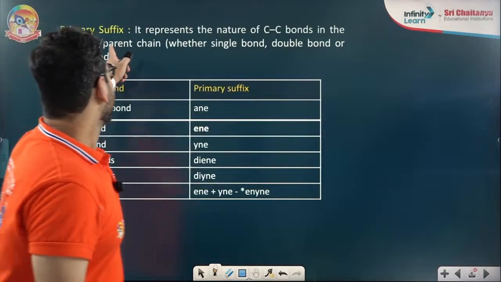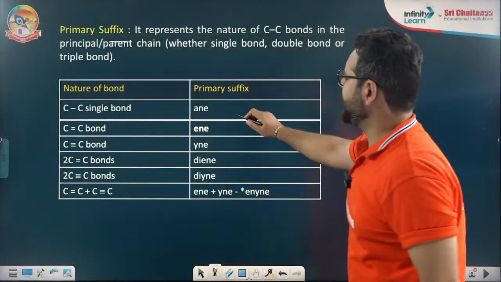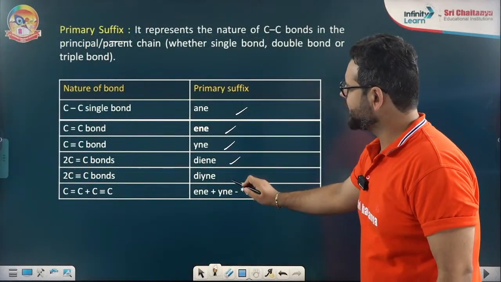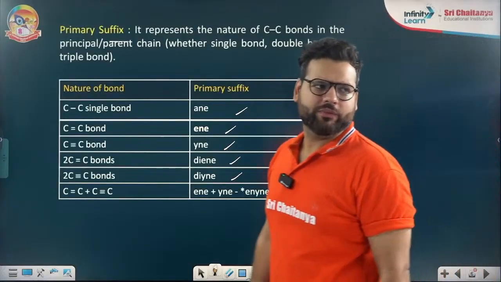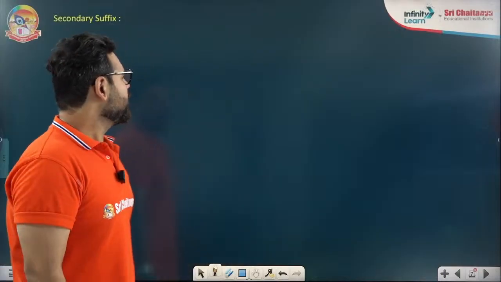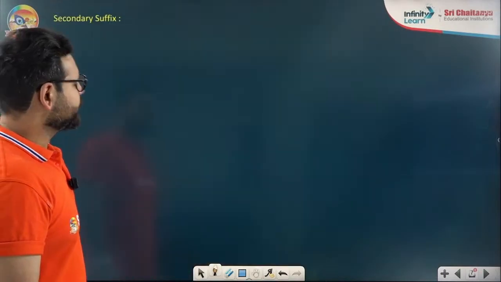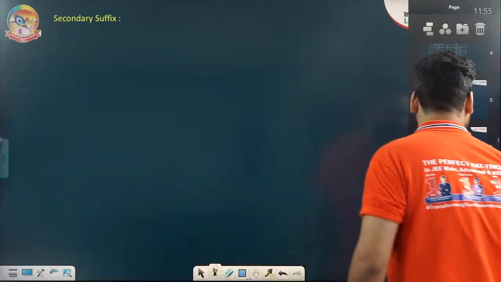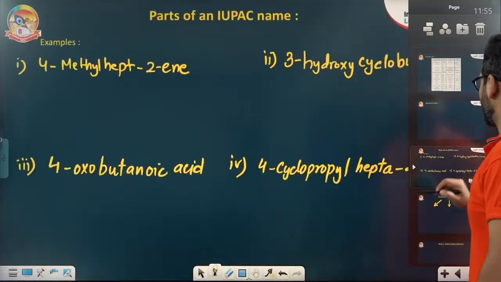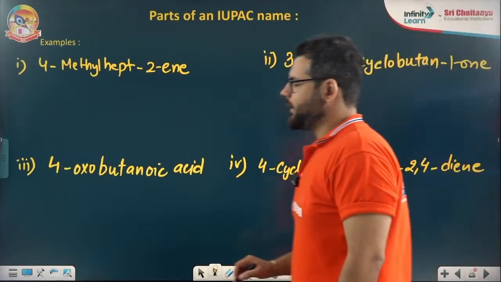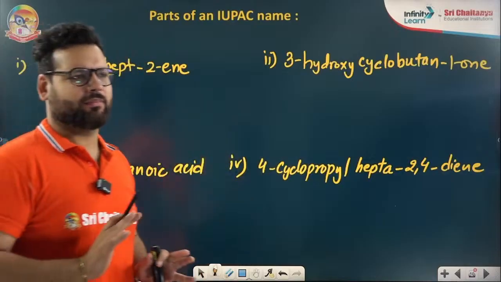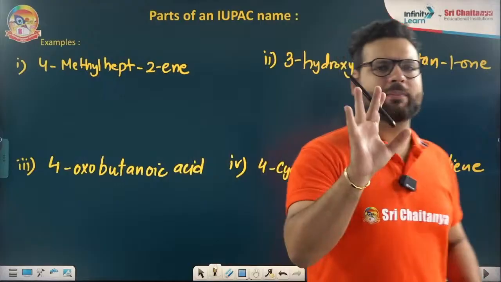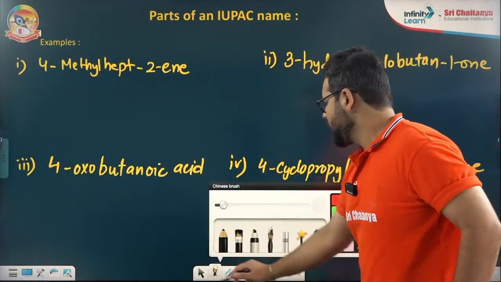Next one, primary suffix: an, en, yn, diene, diyne, enyne. Okay. So these are the things. Now, I am giving you a few names. You kindly underline what are the parts available in this name. Okay. One example, let me tell you.